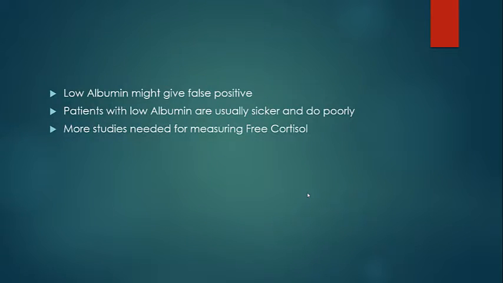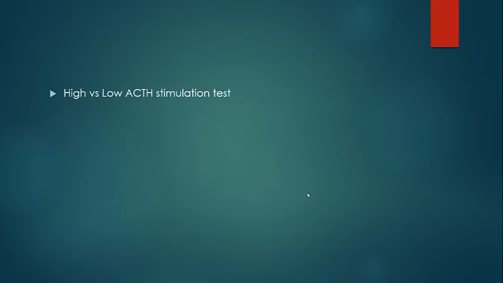So what does this test mean, or what's the difference between the total and free cortisol? Although albumin might give us a false positive, so we might think the patients have adrenal insufficiency, but they're actually not. And we know that a lot of our patients are hypoalbuminemic. And we also know that a lot of studies have shown that low albumin patients usually do poorly. So all we can say about measuring free cortisol is that we still need more studies in that sense.